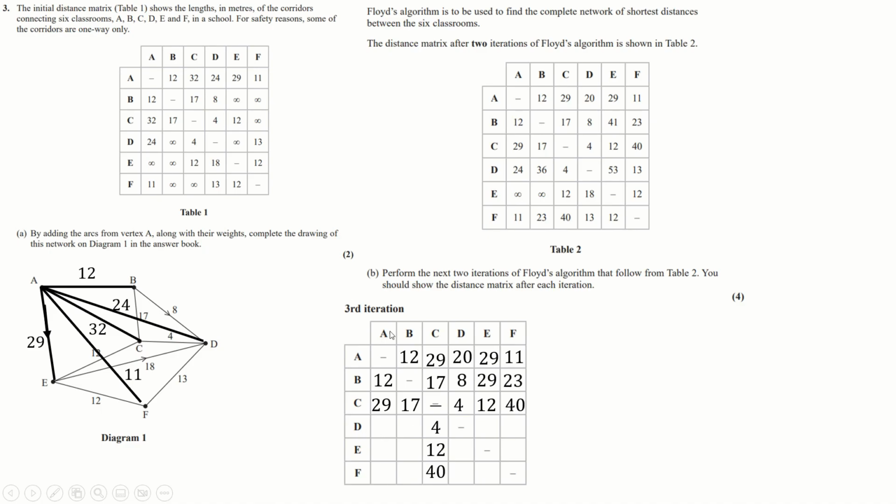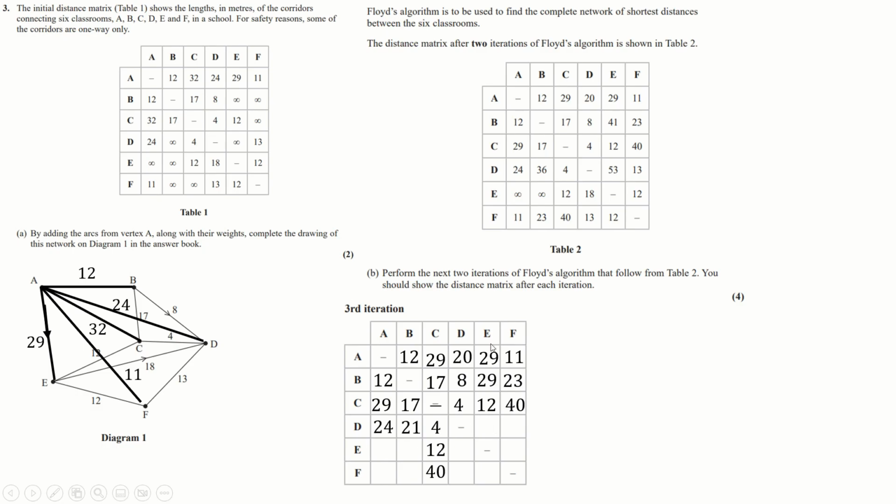And we'll keep going. D to A then, can we do it? Well, currently D to A is 24. D to C is only 4 though, and then C to A is 29, so add those together to get 33, and that's no improvement. Next one is 36. D to C is 4, plus C to B is 17, so that adds up to 21, which is a big improvement, so we'll keep that.